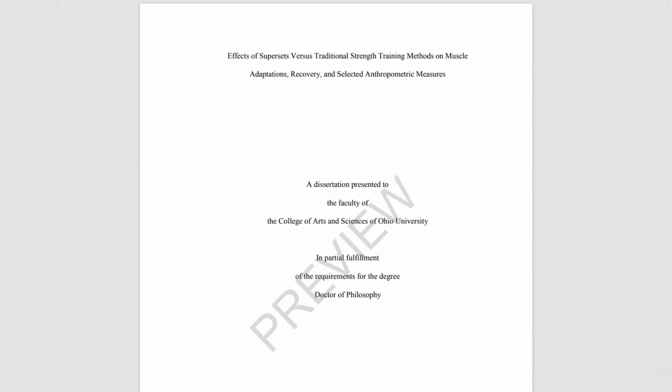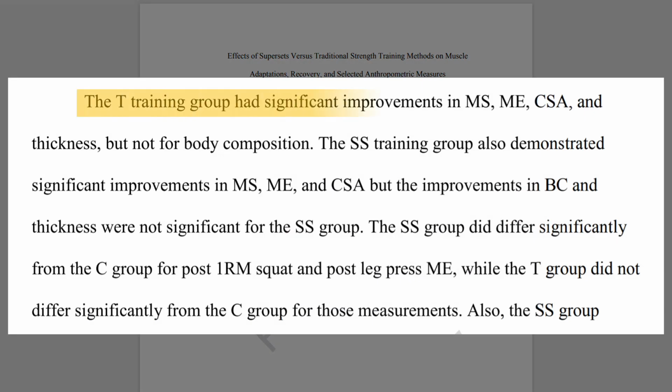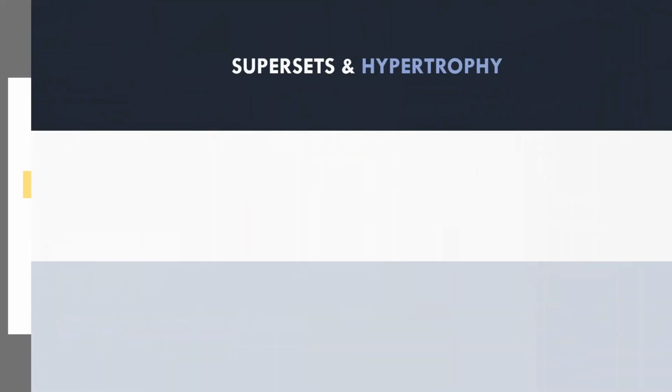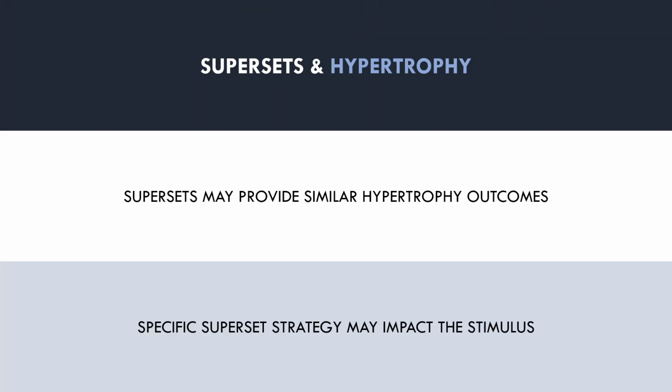We also have this unpublished dissertation which compared traditional versus superset training of leg extensions and leg curls. It was found that both superset and traditional training resulted in significant increases in cross-sectional area of the trained muscles. So this research together suggests that superset training seems to be fairly similar for muscle growth compared with traditional training. However, the specific training protocol and layout of the superset strategy may influence hypertrophy outcomes.